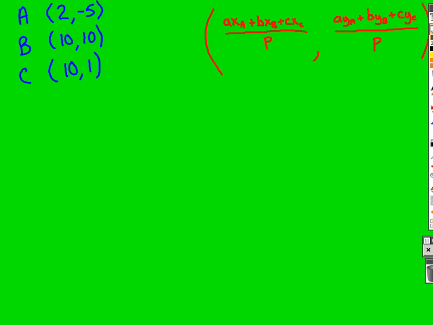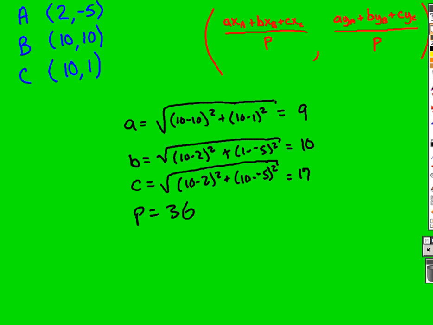Here's another quick example if you want to try this. If you want to try this one and see what you get, we'll let you pause the video real quick and see if you can get the right answer. Alright, so you should have found these 3 sides. When you add them up, you get your perimeter is 36.